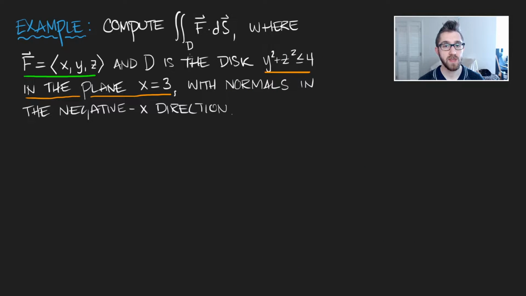So we want to compute the flux of this vector field, <x, y, z>, through a disk, and this disk is the disk in the plane x equals 3. It has radius 2, and it's centered at the origin. And we've specified that the normals for this disk are going to point in the negative x direction. I'm going to show you a picture really quickly of what this situation looks like.